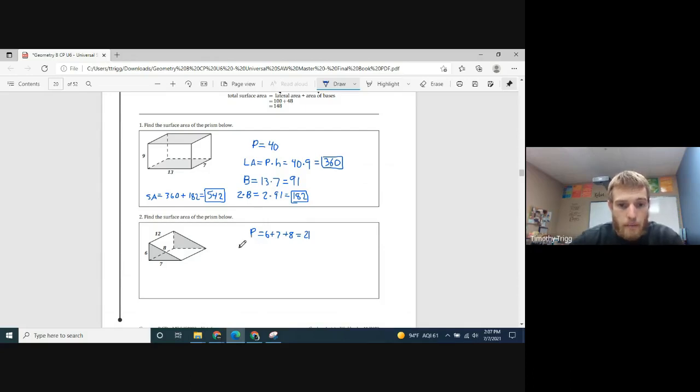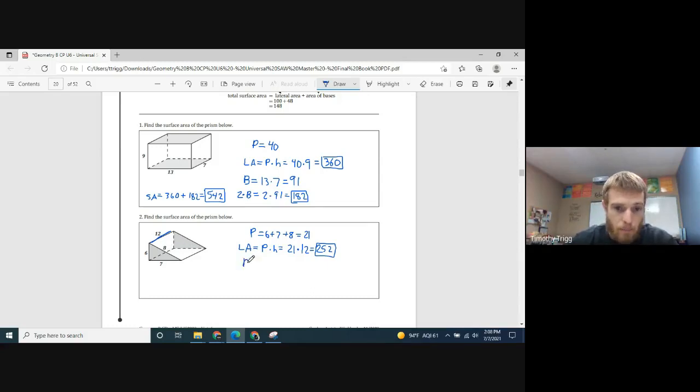Now to find the lateral area, we take that perimeter and we multiply by the height. So what's the height in our case? Well, the height is what connects the two bases. The distance connecting the two bases is 12. So the perimeter is 21 and the height is 12, which gives 252. So this is our lateral area. This is one of our key things we need, and that's the area of all the surfaces except for the bases.